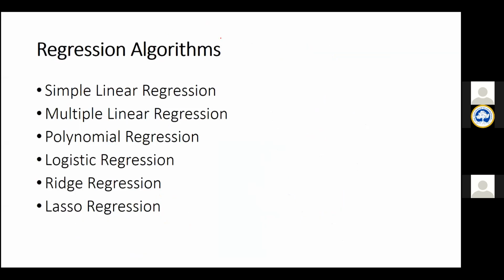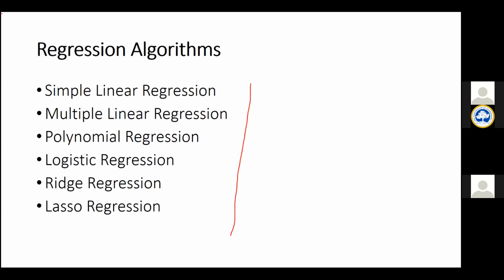So what are the different kinds of regression techniques? The very basic regression technique is simple linear regression. The second one is multiple linear regression. The third one is polynomial regression. The fourth one is logistic regression. The fifth one is ridge and lasso regression.